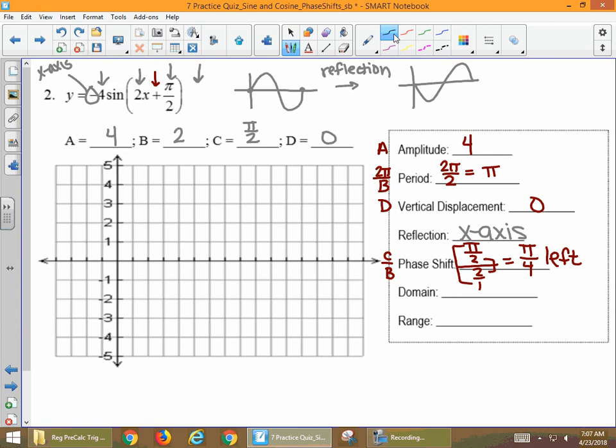So on my graph, I'm going to come to the period of the function. Whatever that is, I'm going to make that 4 spaces. So 1, 2, 3, 4, there's pi. 1, 2, 3, 4, 2 pi. Okay.